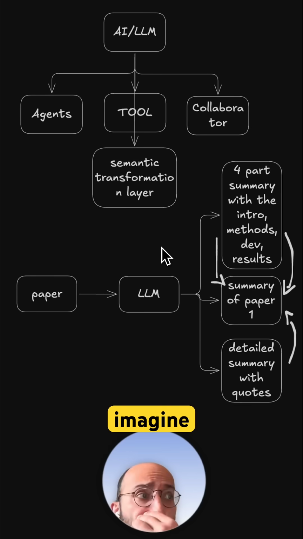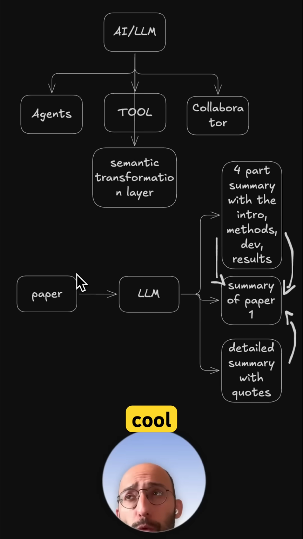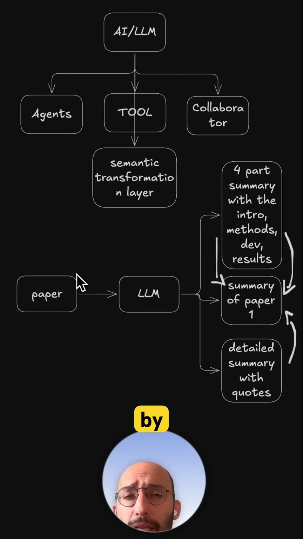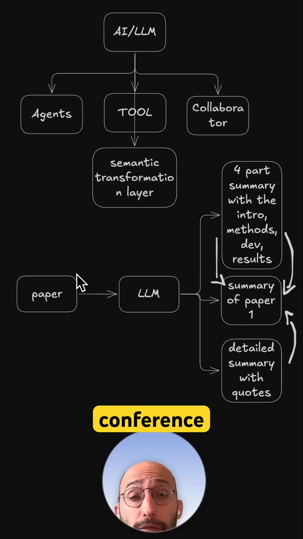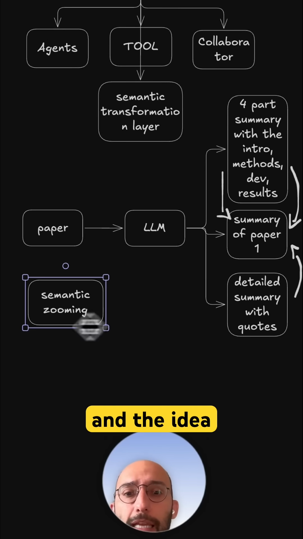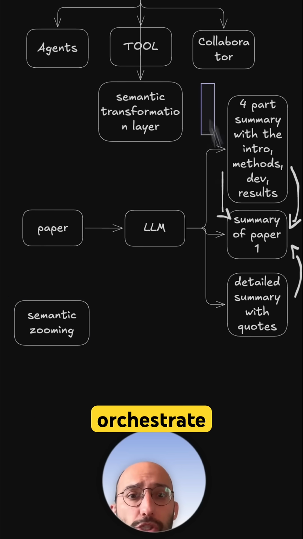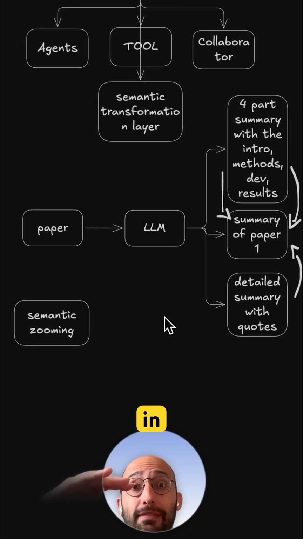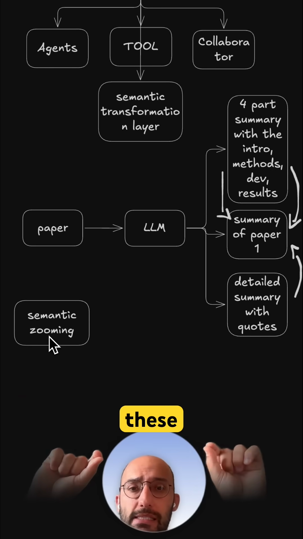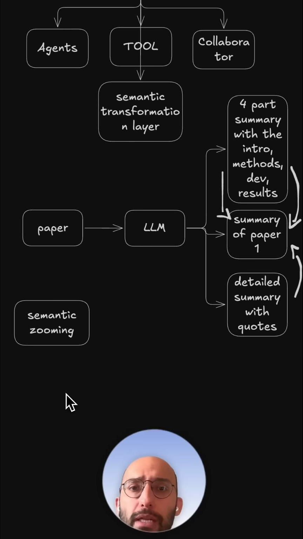Imagine, the best way to illustrate this kind of stuff is actually from a very cool YouTube video that I'm going to put in the description, which is called Climbing the Ladders of Abstraction by Amelia Wattenberger at the AI Engineer Conference. And she talks about this idea that is known as semantic zooming. And the idea is basically that you can take this paper and you can orchestrate these different summaries in different levels of detail, and you can use a little slider to navigate these levels of detail in the UI in a way that makes it a completely different experience of reading the same paper.